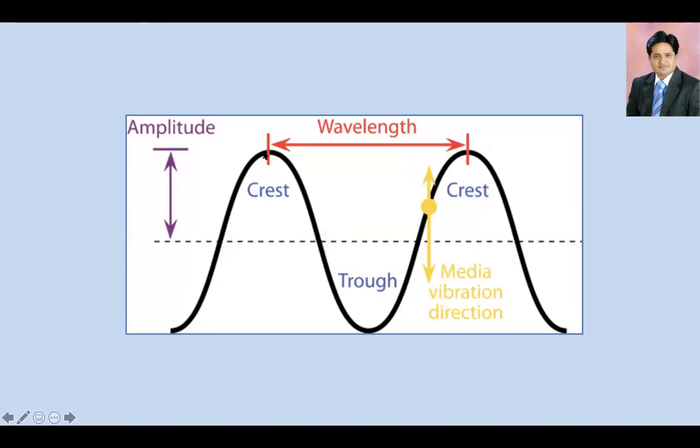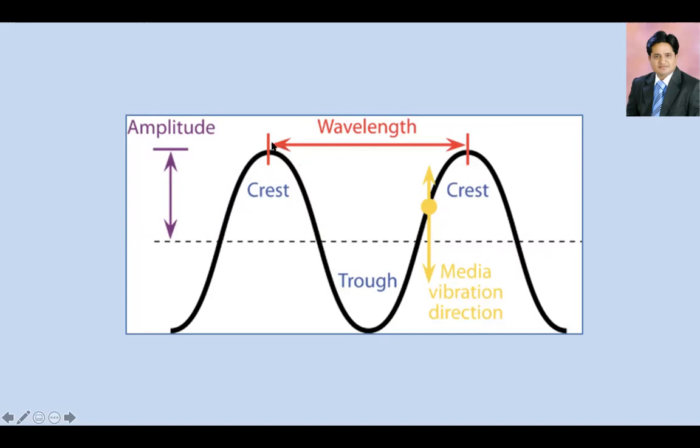Now you see the highest point of the wave, that is called the crest. The lowest point of the wave is called the trough. So you need to know what is a crest and what is a trough. The highest point of the transverse wave is called the crest, and the lowest point of the transverse wave is called the trough. Then what is the wavelength?